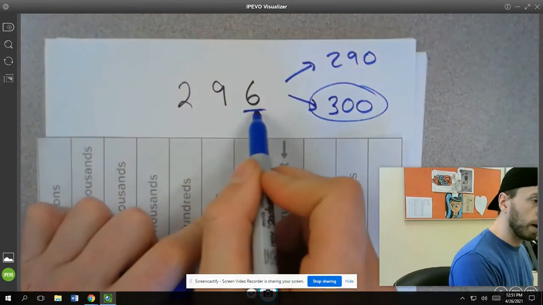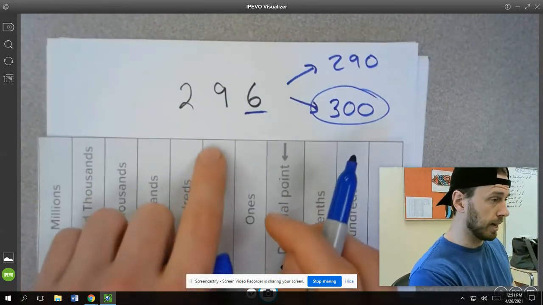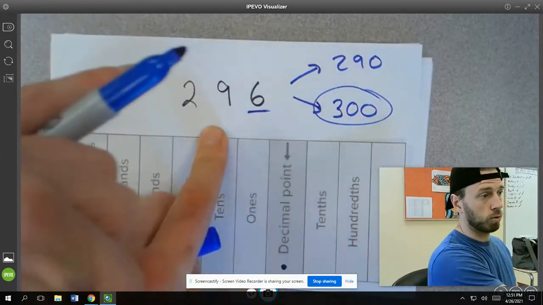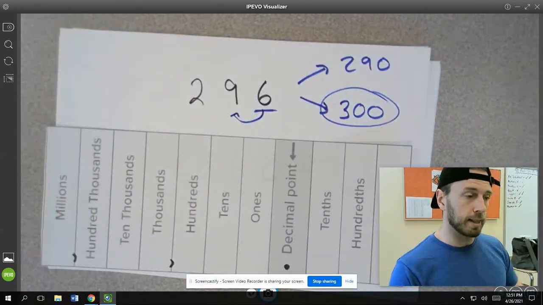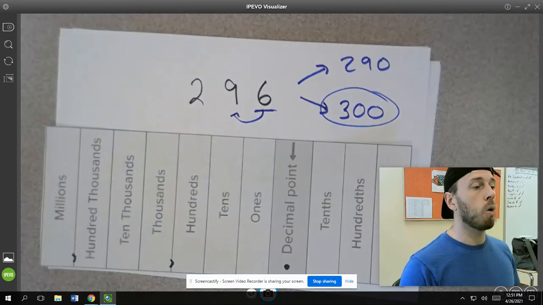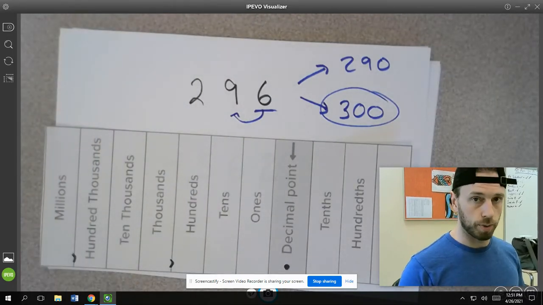And that's how we do it. We look at the number to the right of the place we're asking you, in this case, tens. So you look to the number to the right of it, this 6, and that tells you whether to keep the 9 the same and make it 290 or bump it up, in this case, to make it 300.